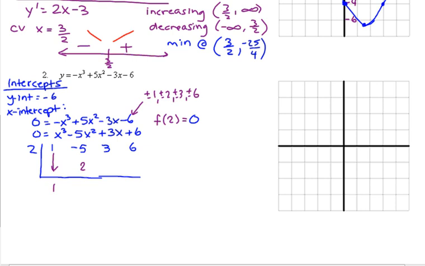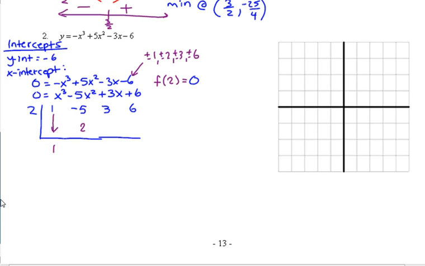Oh, I just divided both sides by -1 so I can get rid of that ugly negative. You don't have to. It'll work out the same. Okay, so add them, -3. 2 times -3 is -6. Add them, -3, -6, and 0.